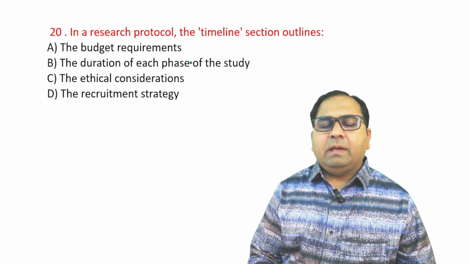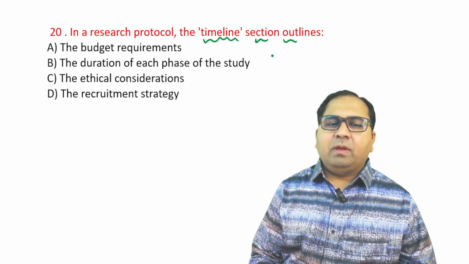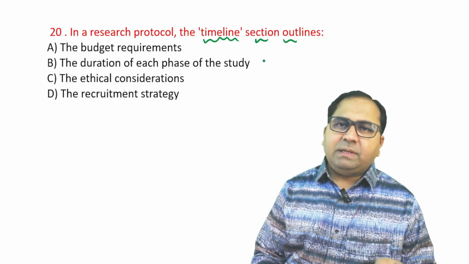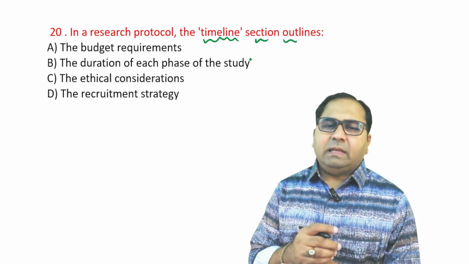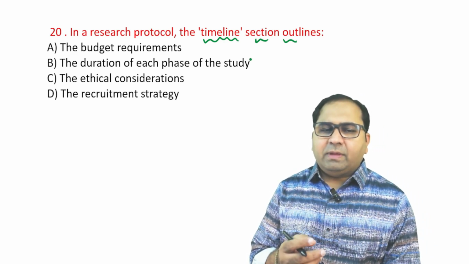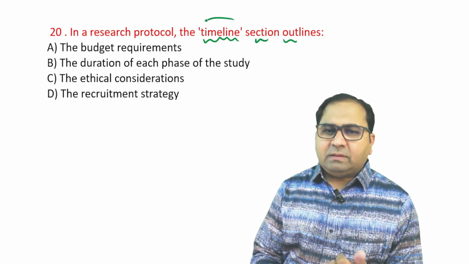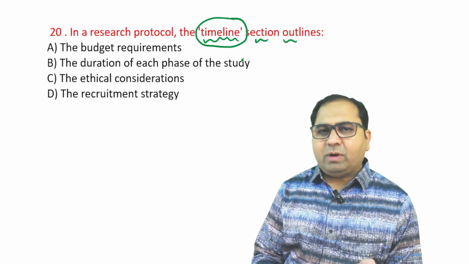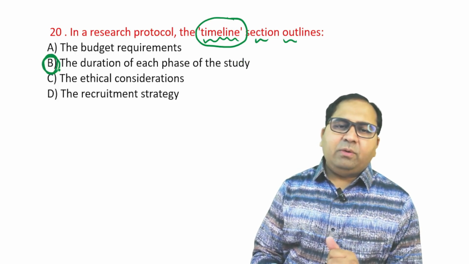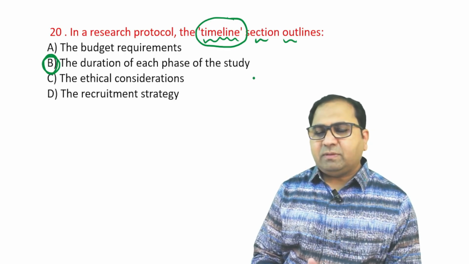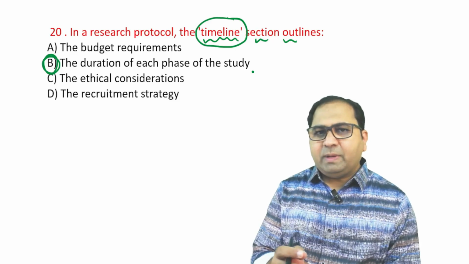Next question. In a research protocol, the timeline section outlines what? Options are A. The budget requirements, B. The duration of each phase of the study, C. The ethical considerations, or D. The recruitment strategy. From the question itself, the term timeline will signify what could be the answer. It is very easy. Option B, that is the duration of each phase of the study. How much timeline will each phase require, or how much timeline has been given to each phase.